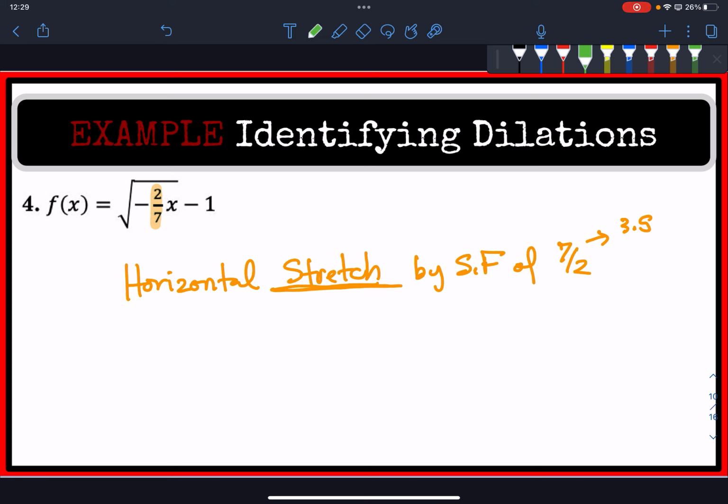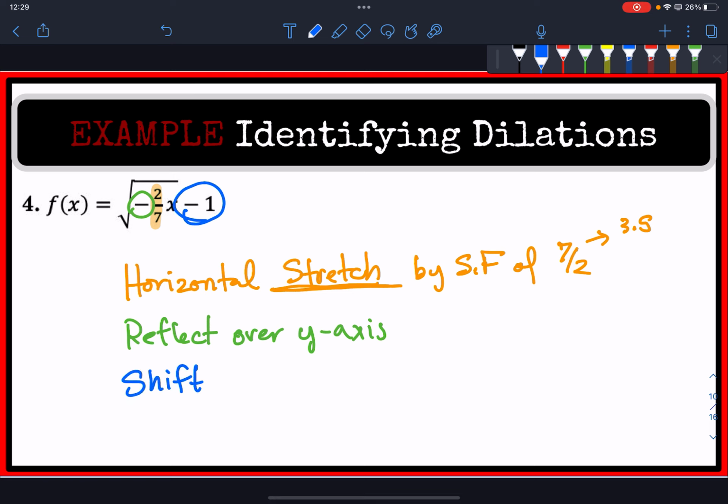And then all the other stuff again is the same. The minus sign on the inside is going to reflect the graph horizontally. And horizontally, that means that we jump over our y-axis, and the -7 on the outside is going to shift the graph 1 unit vertically, which is going to be down.